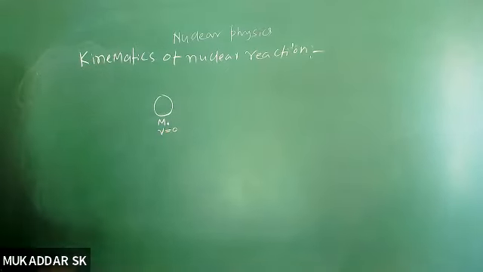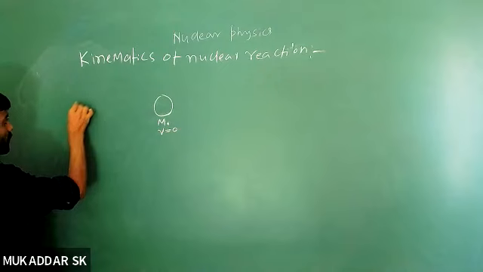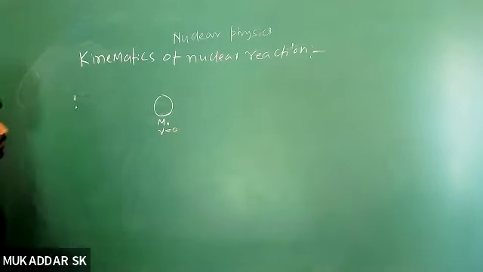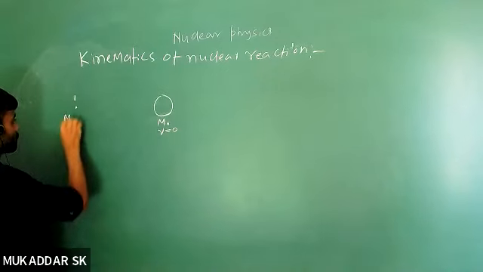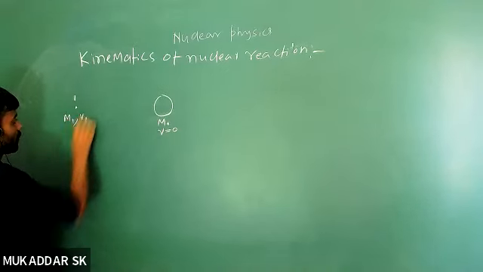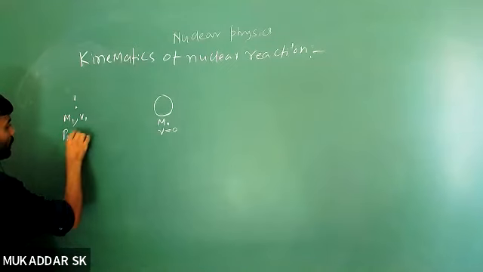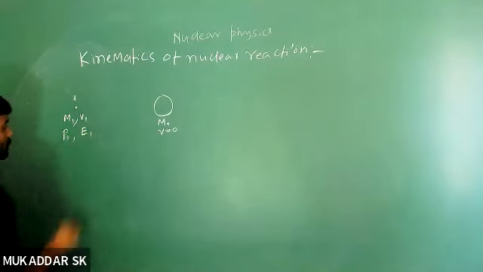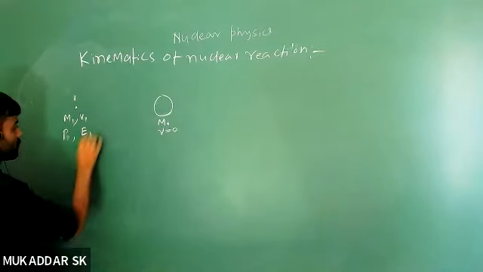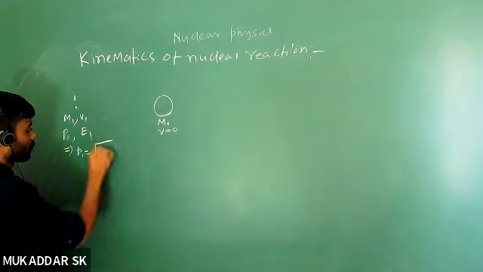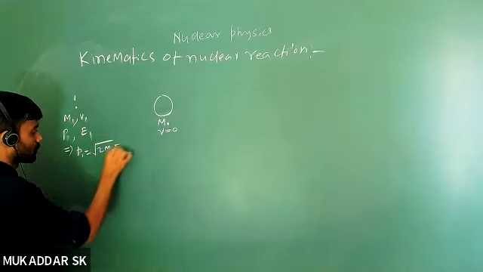An incident particle, let us denote this particle as 1. Its mass is m1, speed is v1, momentum is p1, and kinetic energy is E1. So what you can write? P1 equals to root over 2 m1 E1.